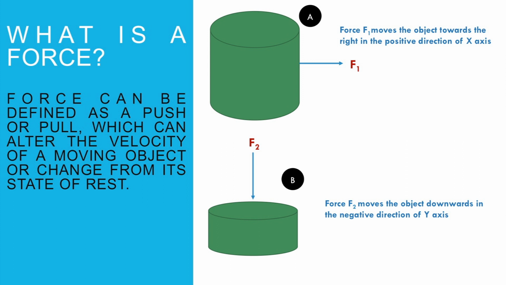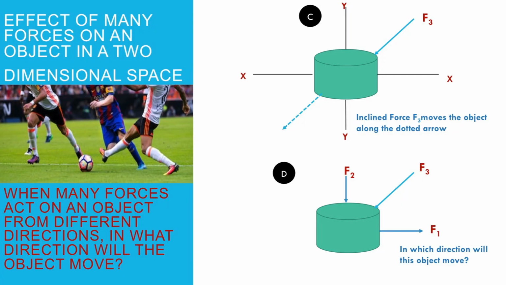Let us look at the next picture B. In this picture, force F2 is acting downwards on the object. That will make the object move downwards. So, from this we can understand that whenever a force acts in a particular direction, the object will move according to that direction. Let us look at picture C. In picture C, force F3 is acting at an angular direction.